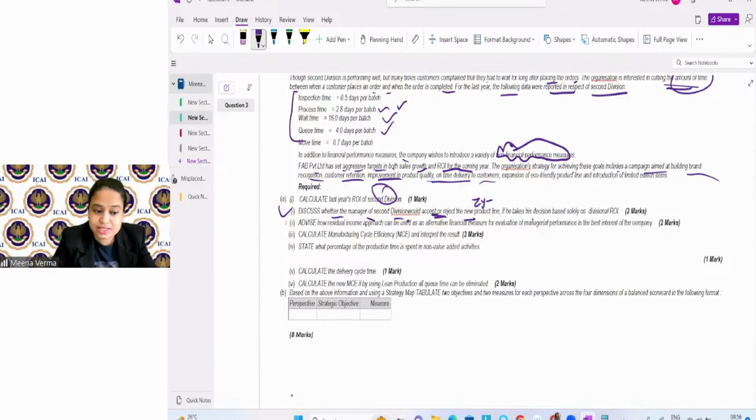If he takes his decision based solely on return on investment. So he's taking the decision considering return on investment. All right. Then advise how the residual income approach can be used as an alternative financial measure.